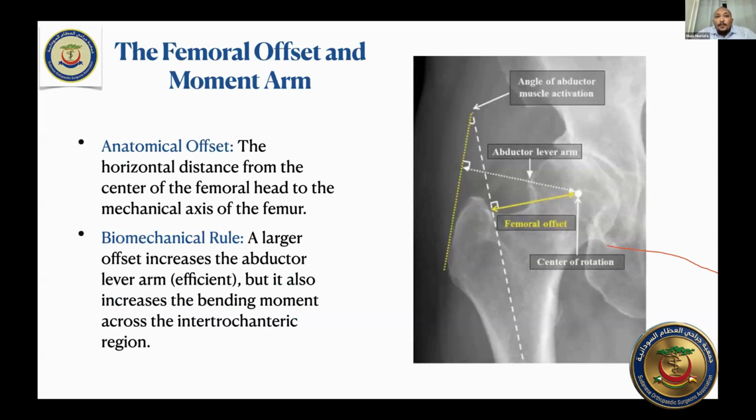What is the femoral offset? The femoral offset is the distance between the center of the hip and the mechanical axis of the femoral shaft. The biomechanical rule of this offset: the larger the offset, the more efficient the abductor moment arm, but also the increased bending moment across the intertrochanteric region.